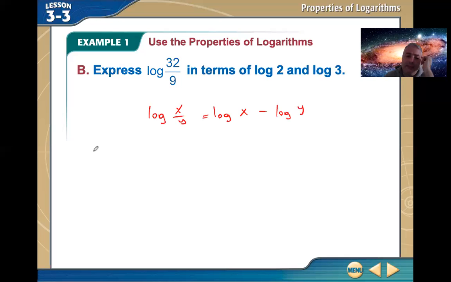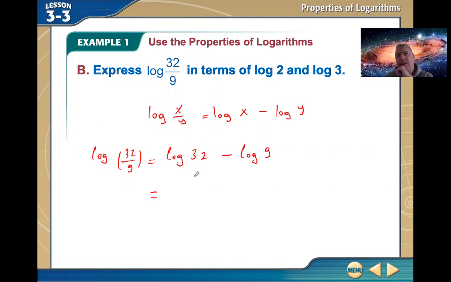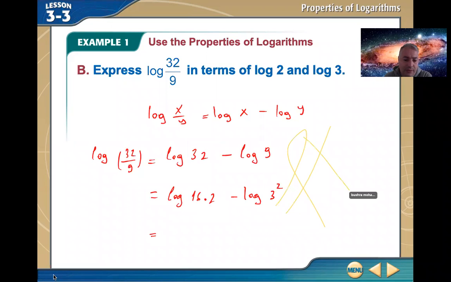So let me do it then. Logarithm to the base 10, 32 divided by 9 equals log 32 minus log 9. 32 means, let me think, 16 times 2. So this is 16 times 2 minus log 9 means 3 to 2. Since I have not 16 times, I don't like this. I want to write something else.